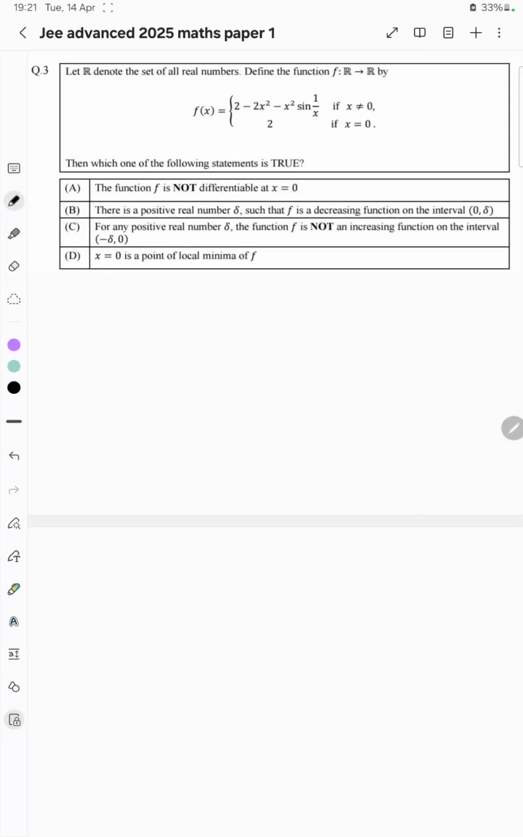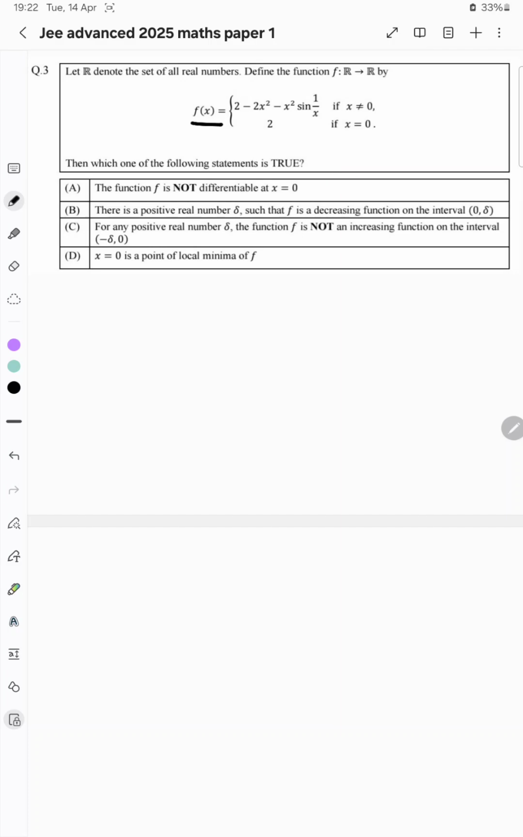Let R denote the set of all real numbers, and the function f from R to R defined by f(x) = 2 - 2x² - x² sin(1/x) if x is not 0, and f(x) = 2 if x = 0. Then which one of the following statements is true, we should find.